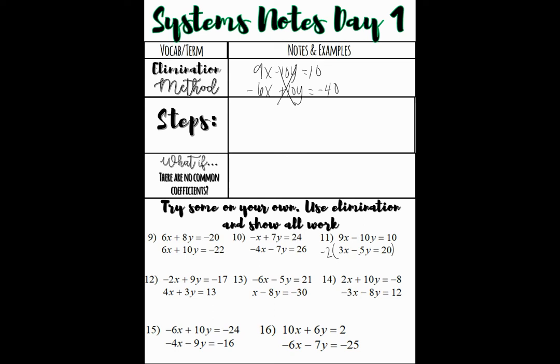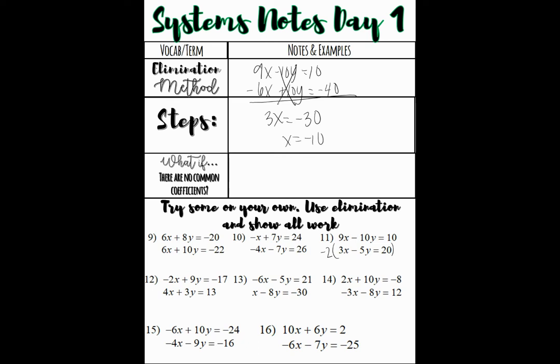So you could have multiplied this by only 2 and then subtracted it, but sometimes we forget subtraction. Sometimes we have to subtract a negative number, and we don't like that. So I like to just multiply to get addition. So 9 minus 6x is 3x. 10 plus negative 40 is negative 30. So my x is negative 10.